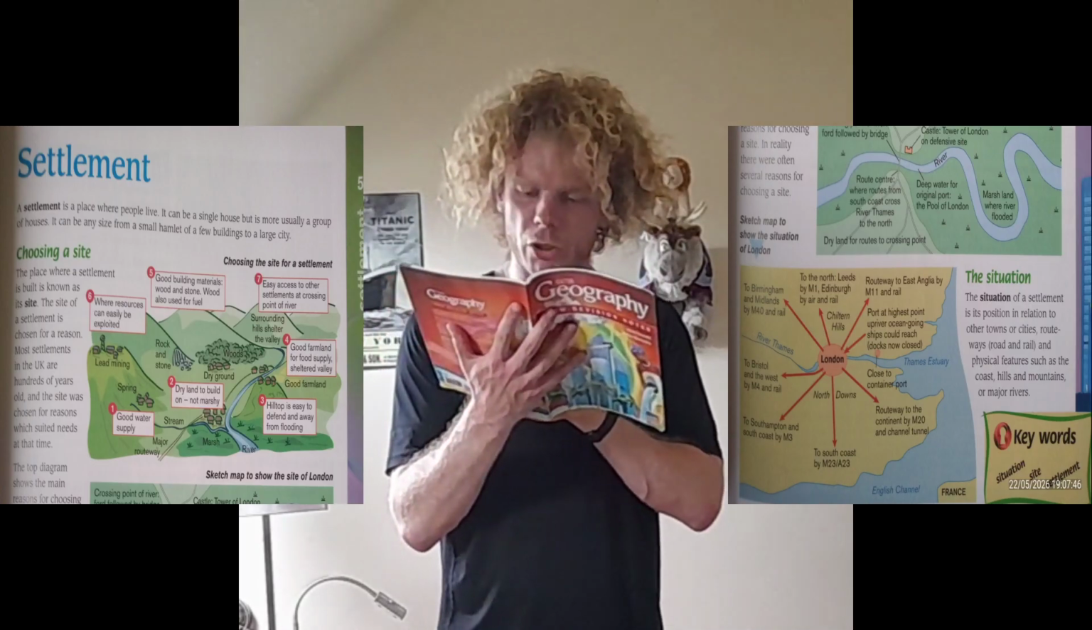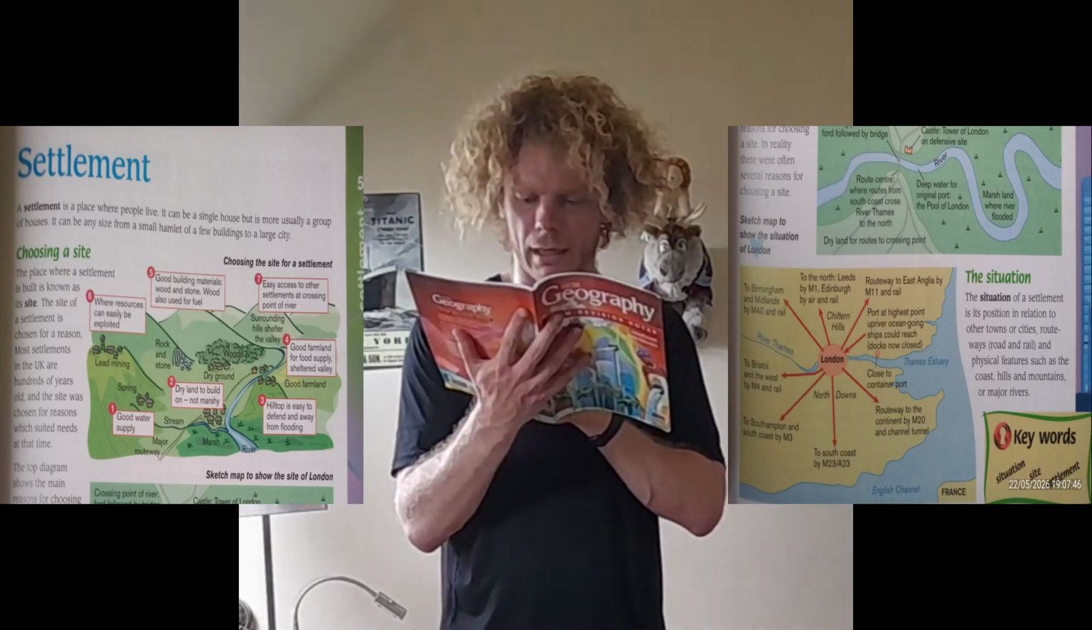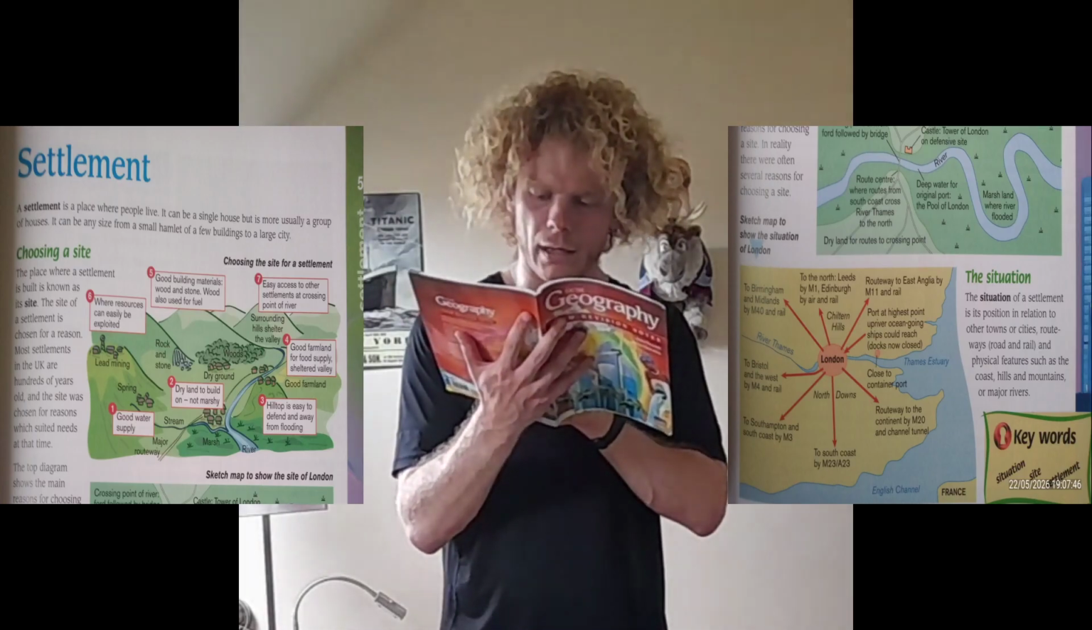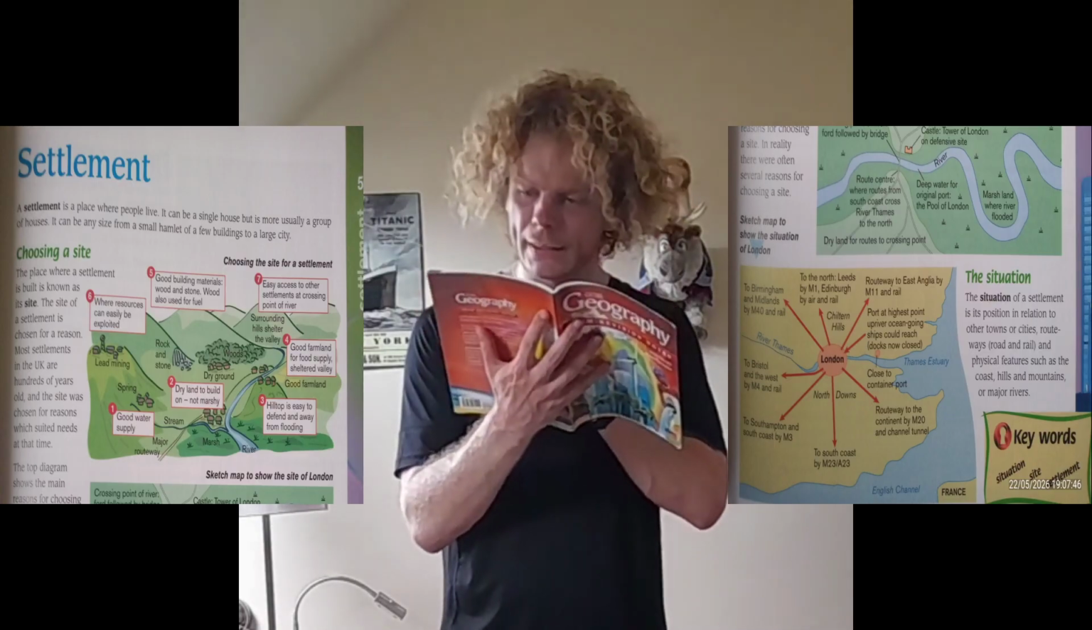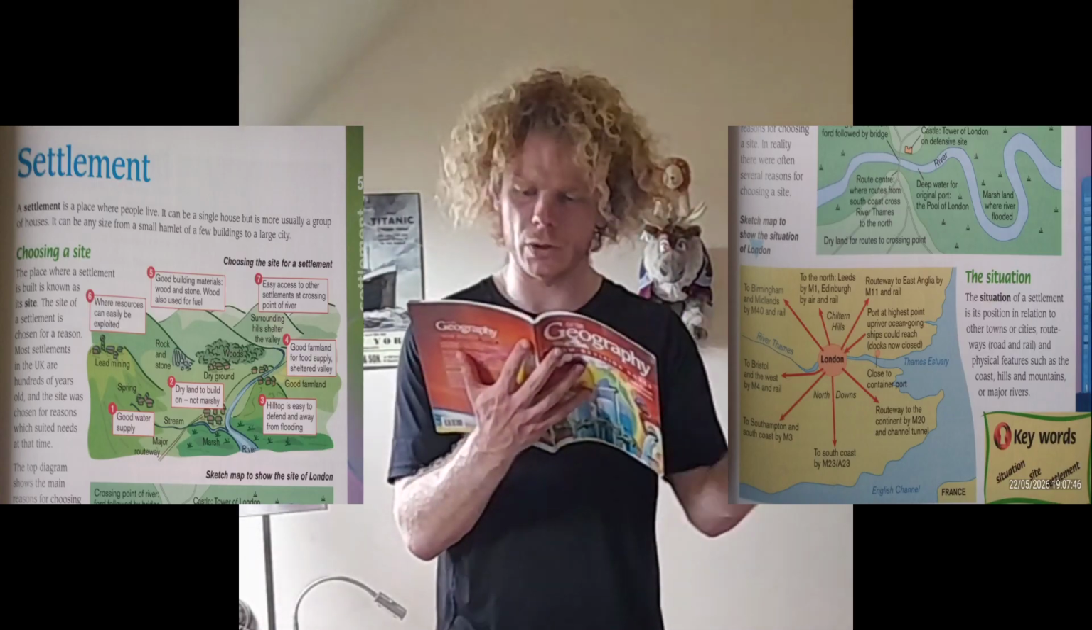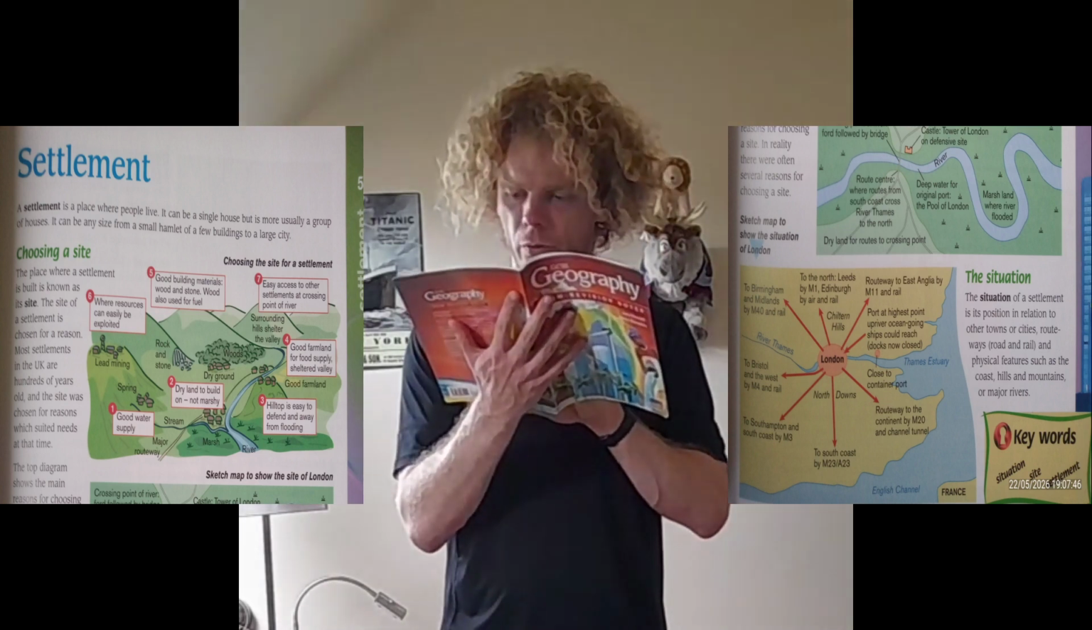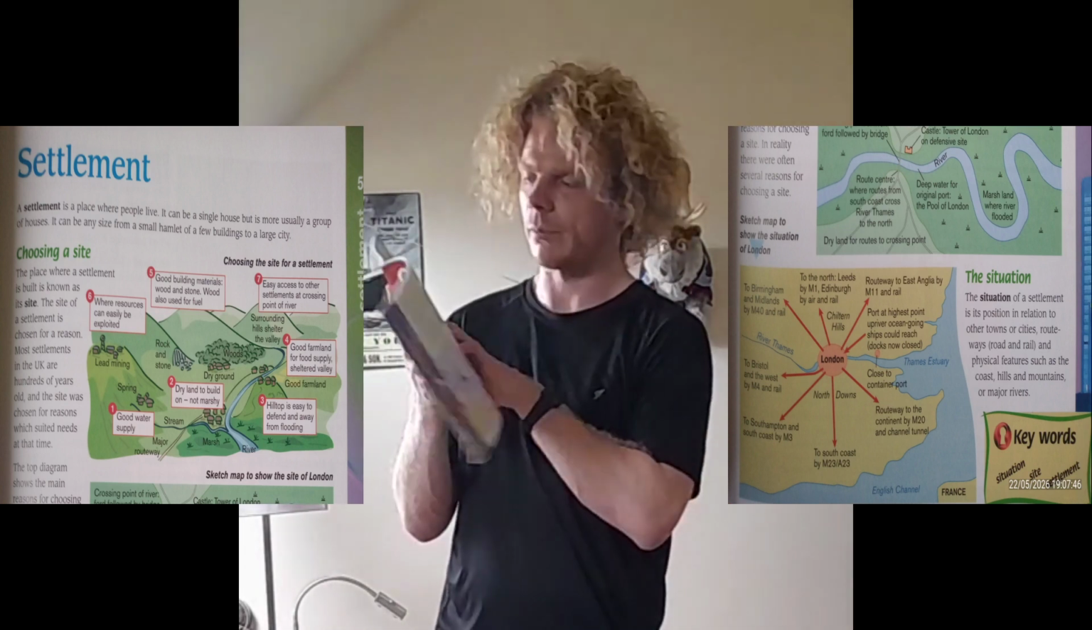The top diagram shows the main reasons for choosing a site. In reality, there were often several reasons for choosing a site. Okay, some reasons why to choose a place to settle. Good water supply, they say, is a reason. Having a good water supply.